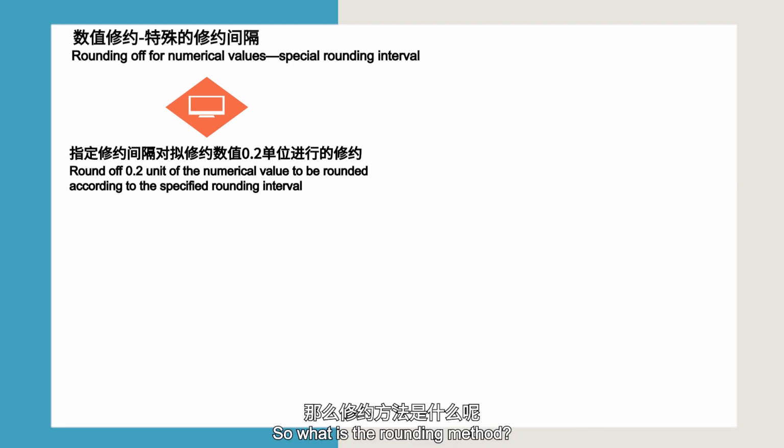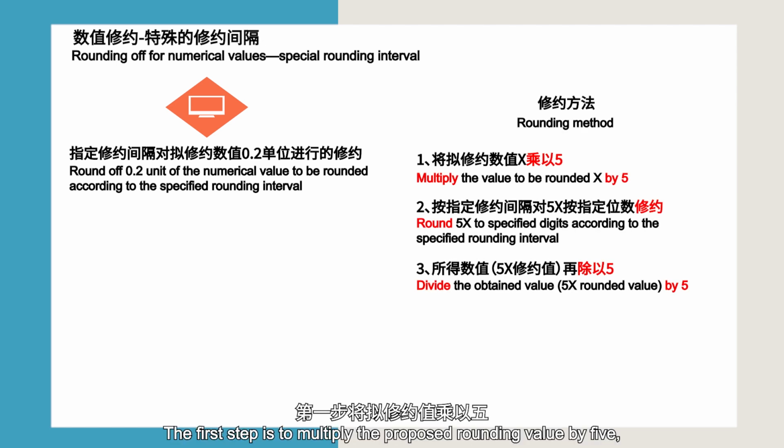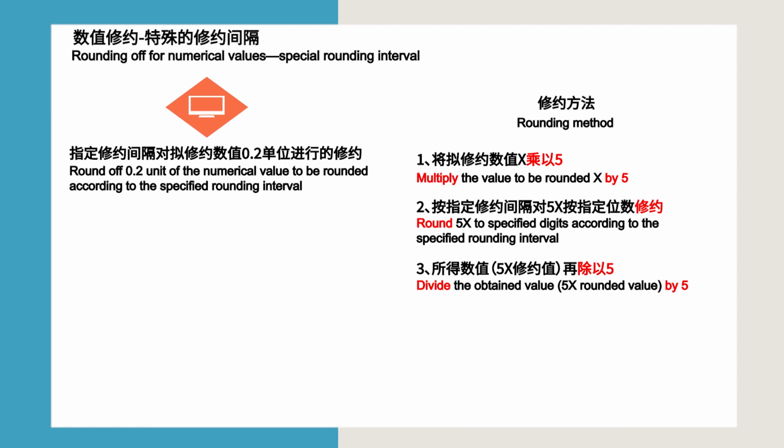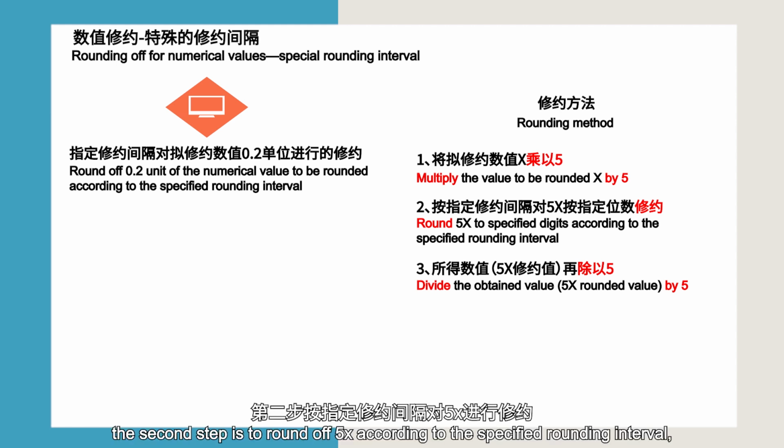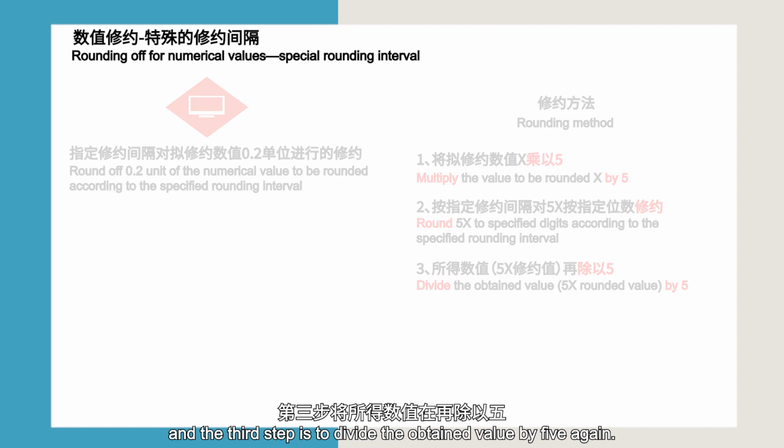So, what is the rounding method? There are also 3 steps. The first step is to multiply the proposed rounding value by 5. The second step is to round off this value according to the specified rounding interval. And the third step is to divide the obtained value by 5 again.